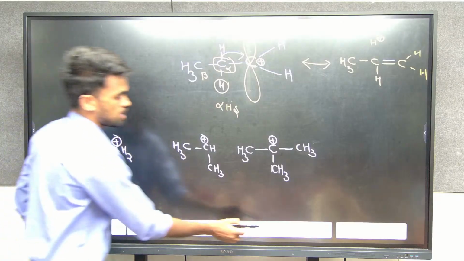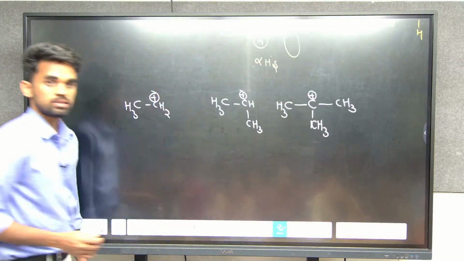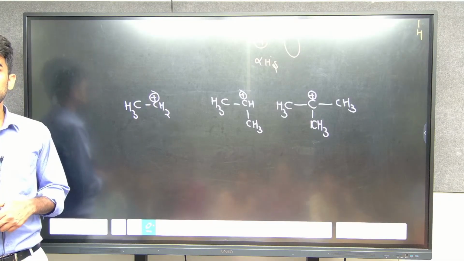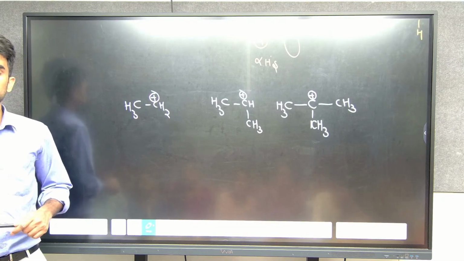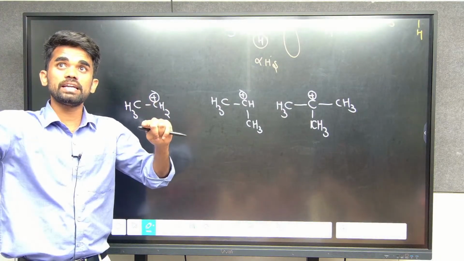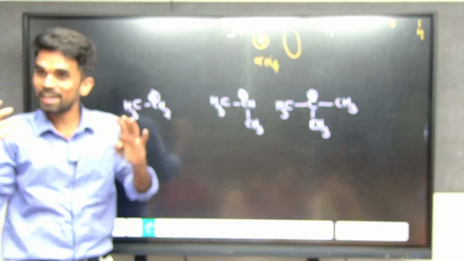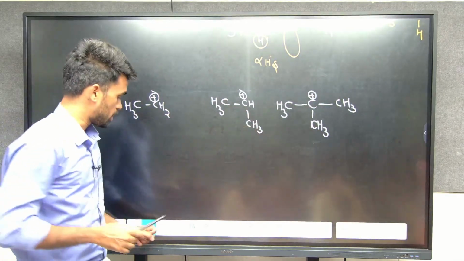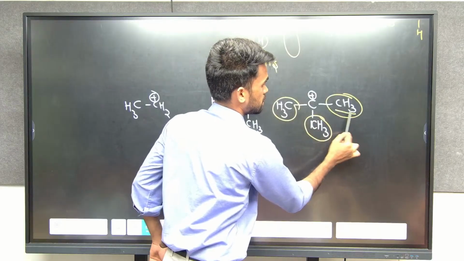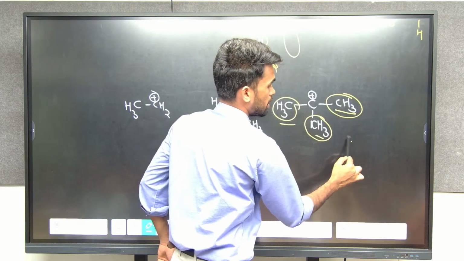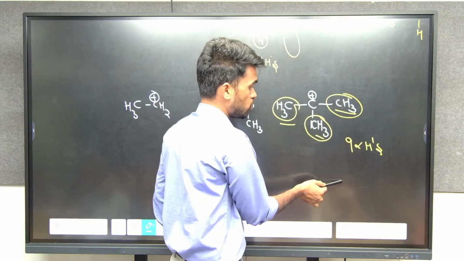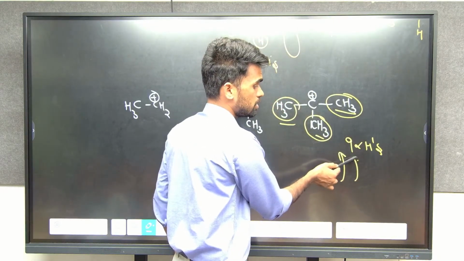Look at these 3 examples. Fast. Which is more stable? Why more stable? In the previous classes, sir, tertiary carbocation is more stable, like that you have shouted. Why is it? Because how many alpha hydrogens are there? 3. So this side 3. So total 9 alpha hydrogens. 9 hyperconjugations are possible. The more the number of hyperconjugations, the more is the stability.